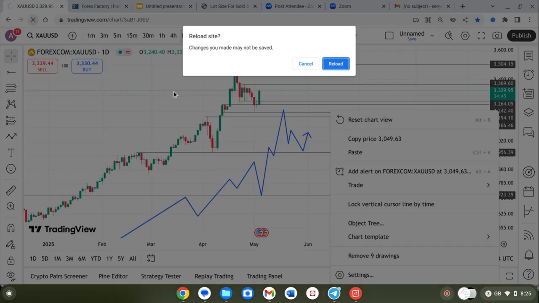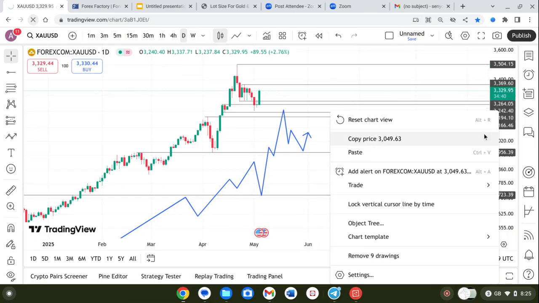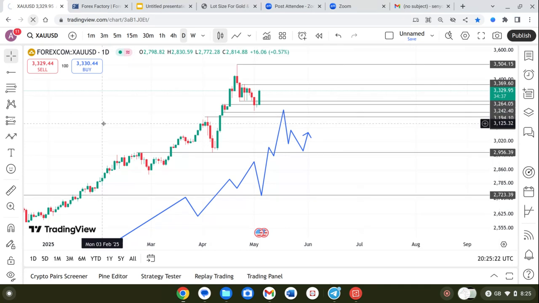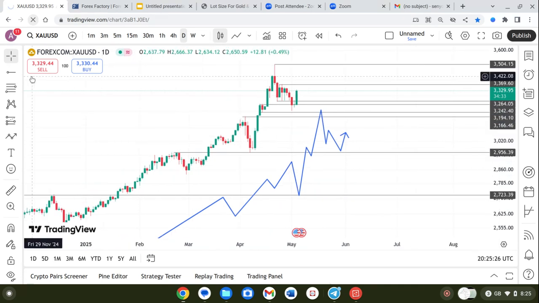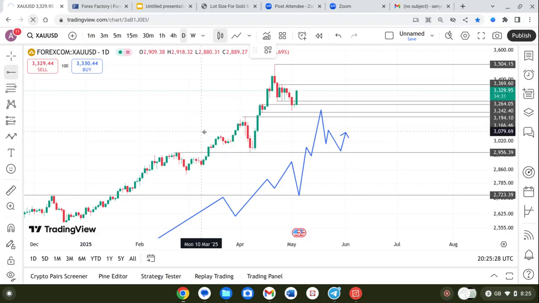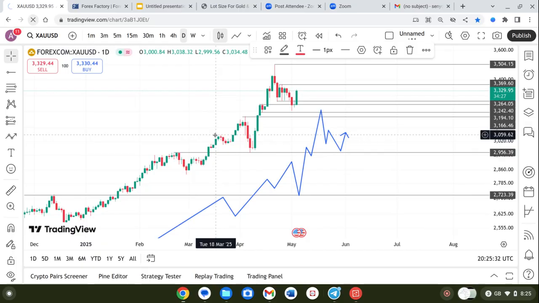Refresh this. Okay, reload. So at this point, I think this should load up. Good.